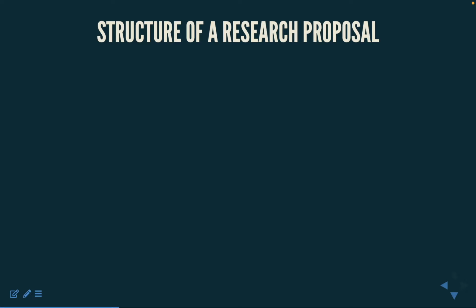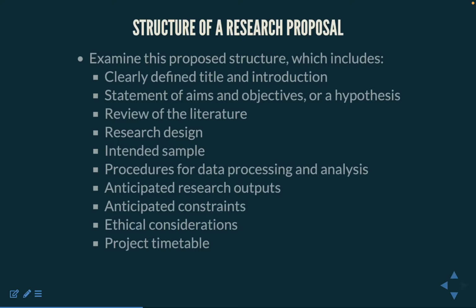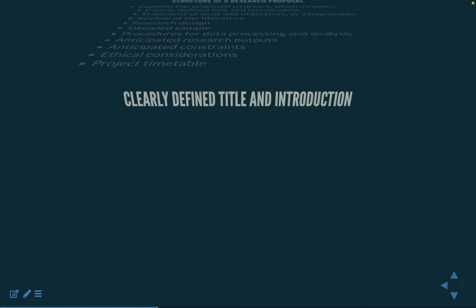It is your responsibility to make sure that you conform to the requirements of the target audience, whether reviewers, academic research supervisors, or your manager. So, the structure of a research proposal. Examine the proposed structure, which is going to include a clearly defined title and introduction, statement of the aims and objectives or hypothesis, a review of the literature, research design, your intended sample, procedures for data processing and analysis, anticipated research outputs, anticipated constraints, ethical considerations, and a project timetable.